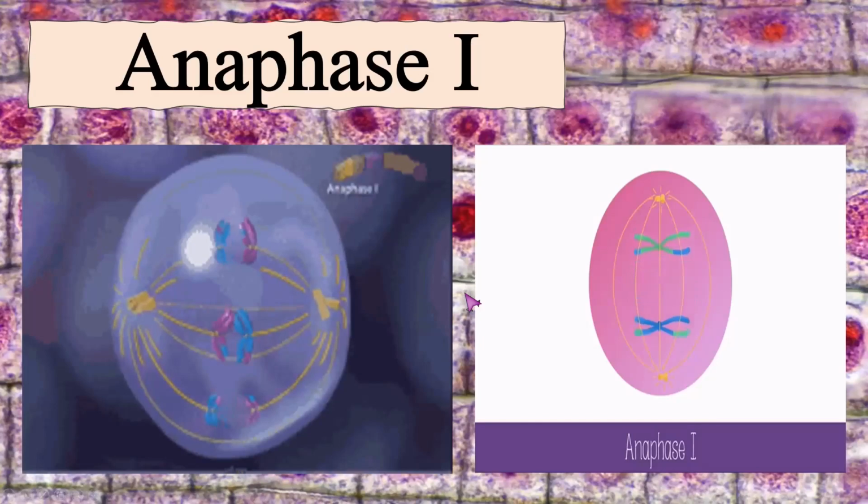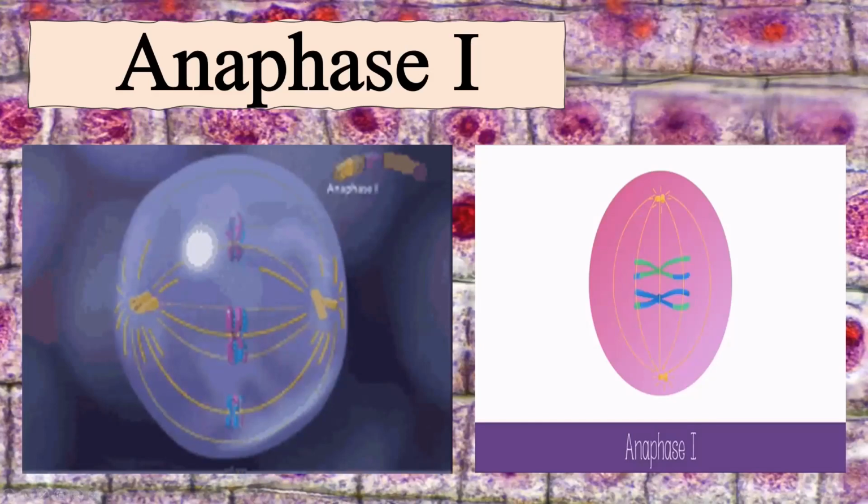Next, in the anaphase 1, kindly look at this. The homologous chromosomes are pulled apart and moved to opposite poles of the cell. Unlike mitosis, where sister chromatids are separated, meiosis 1 separates homologous chromosomes.